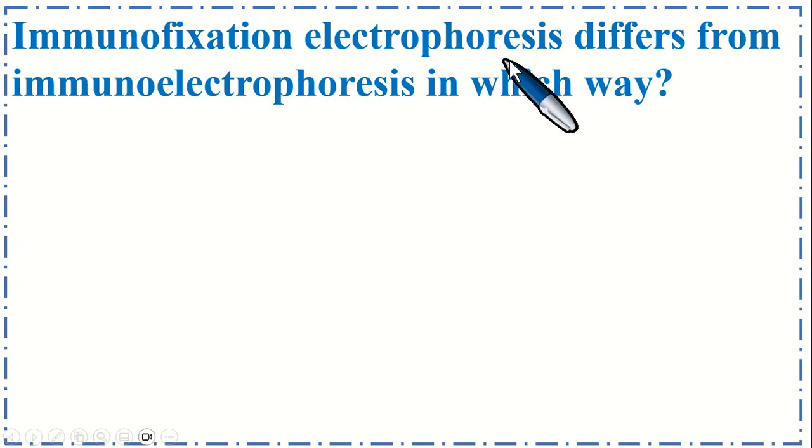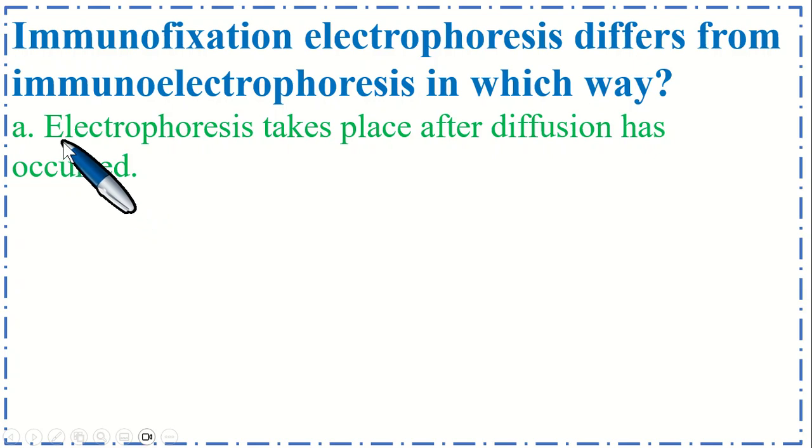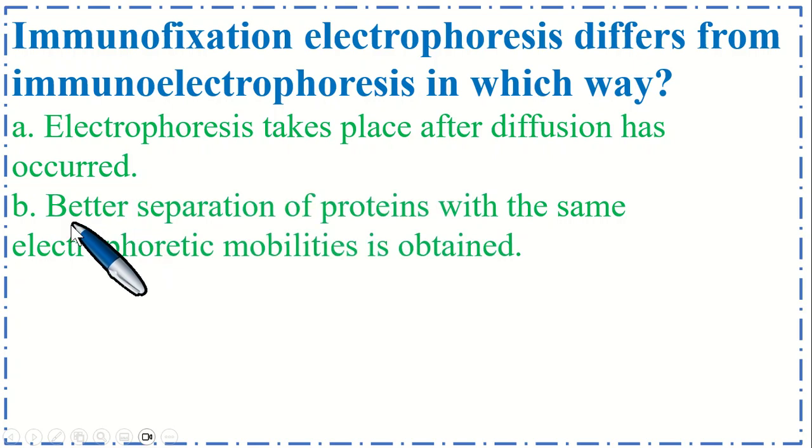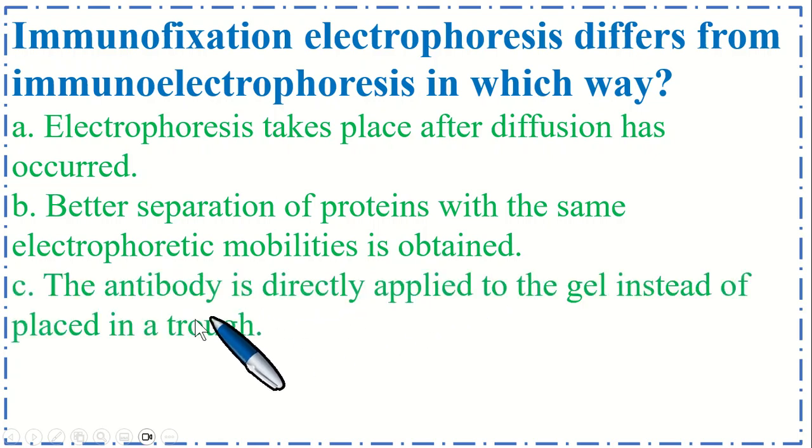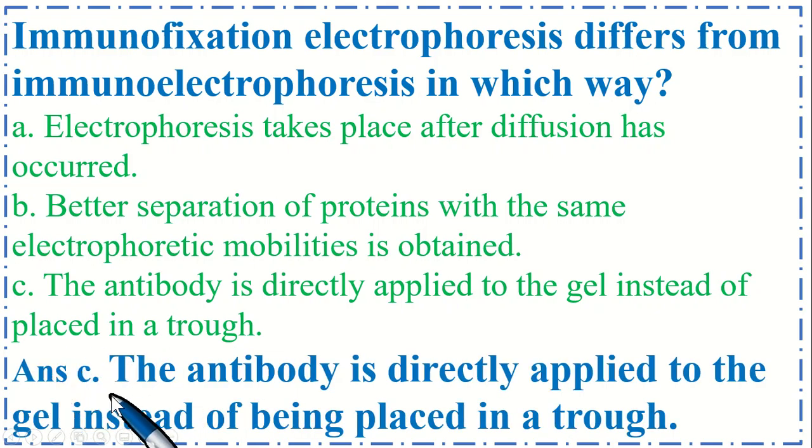Immunofixation electrophoresis differs from immunoelectrophoresis in which way? Option A, electrophoresis takes place after diffusion has occurred. Option B, better separation of proteins with the same electrophoretic mobilities is obtained. Option C, the antibody is directly applied to the gel instead of being placed in a trough. So the correct option is C.